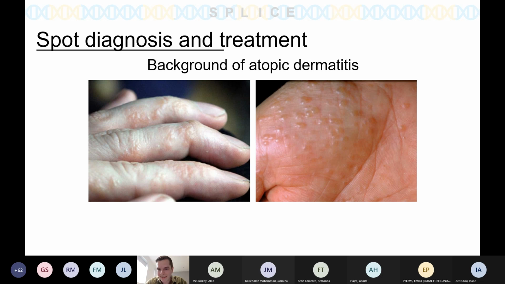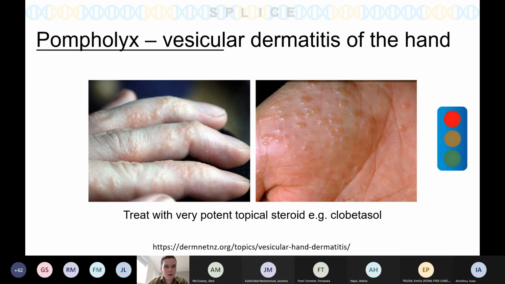Okay, the floodgates are closed. This is Pemphigoid. Well done, guys. Also called vesicular dermatitis of the hand. Treated with strong steroids. I'm not sure you need to know the treatment, but I included it just because it's nice. So well done to the guys who got it. To everyone who didn't know that, just remember this.